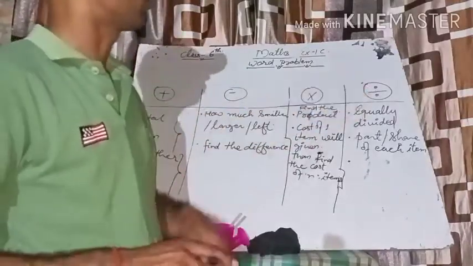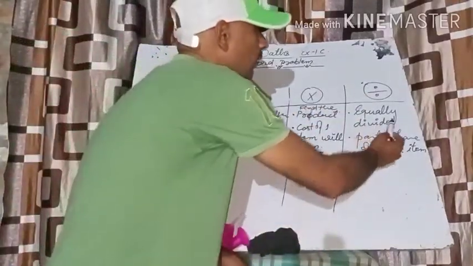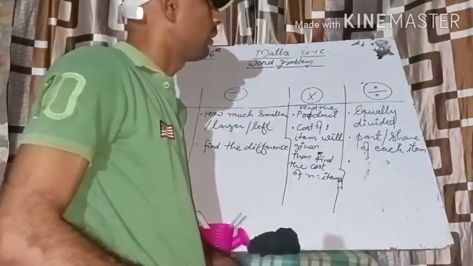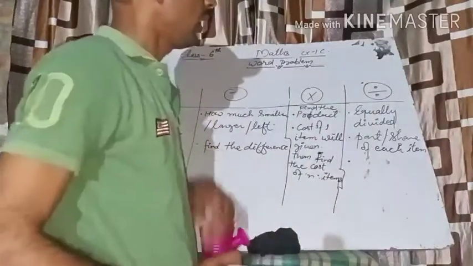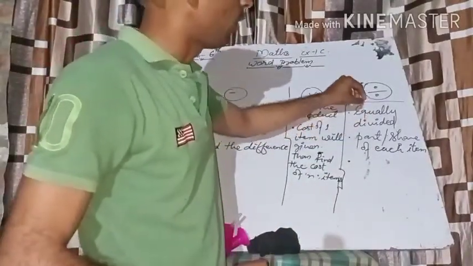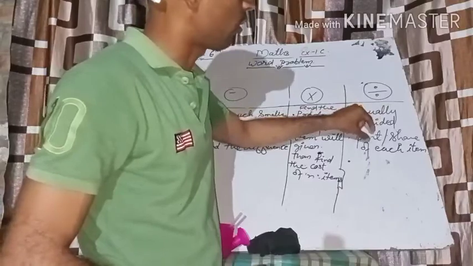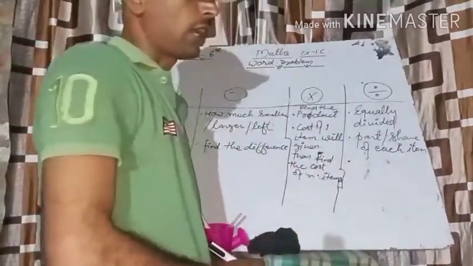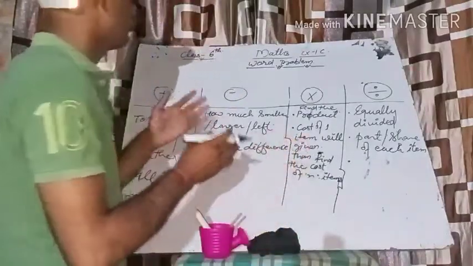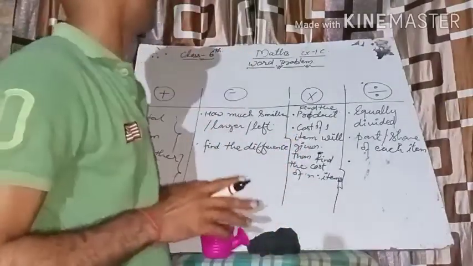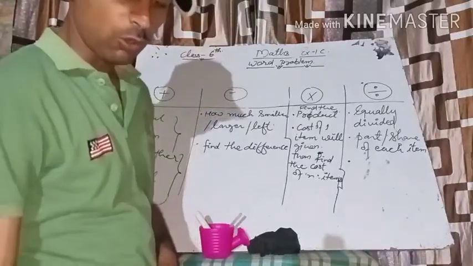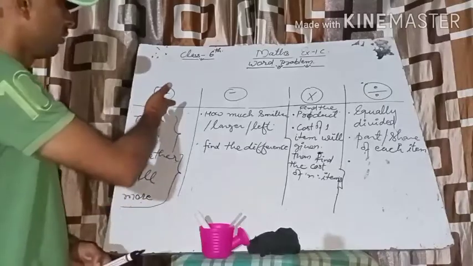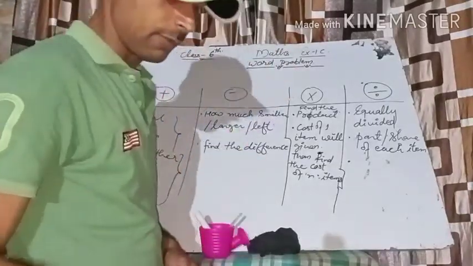In case of division, if the word equally divided is there, then you have to divide. If you have to find the part or the share of each item, then you have to use division. So that was the brief about this word problem. I hope you got the idea where to use plus, minus, multiplication and division.